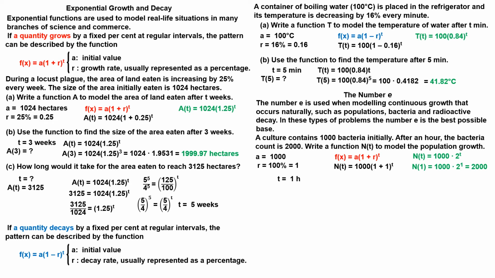Suppose we want to make the same problem, but now we want the rate per minute. So we take the rate and divide it by 60 because 1 hour has 60 minutes. And after performing the calculations, we get this formula.